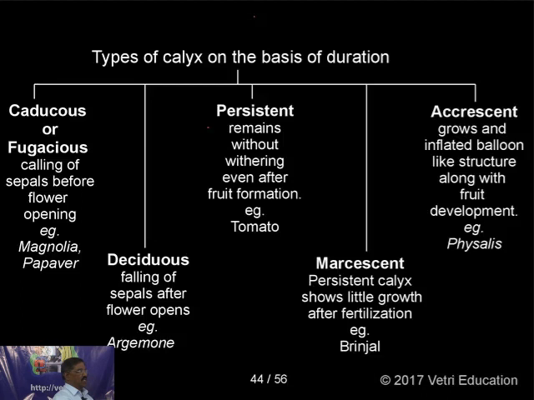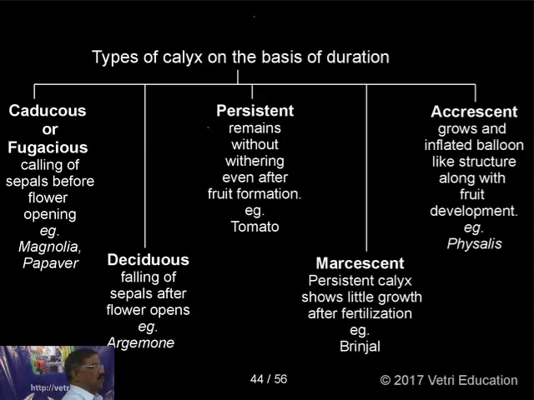They never fall. They remain without withering, or even after the fruit formation, they will be attached with the fruit. That you can find in persistent tomato. And 2 more special types. Another is called marcescent. See, the persistent calyx shows little growth after fertilization, after fruit formation, attached with the fruit. Example, brinjal. And the last one is called accrescent.